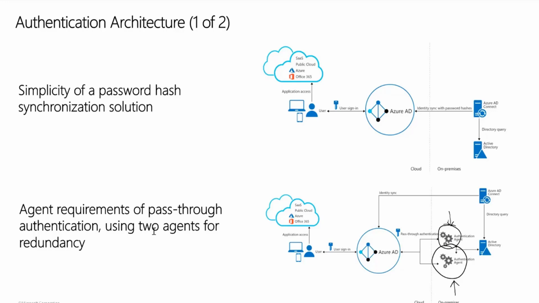So it's simple. In PHS, the hash is stored in the cloud, and all authentication happens against Azure AD. In PTA, all authentication happens against the on-premise server or AD server.